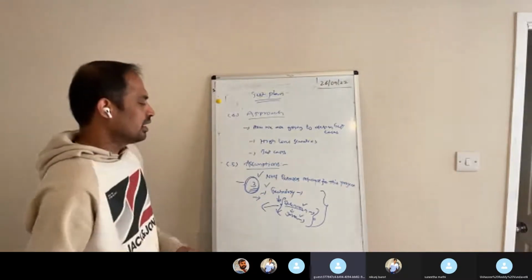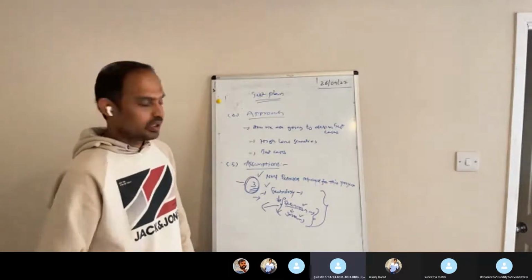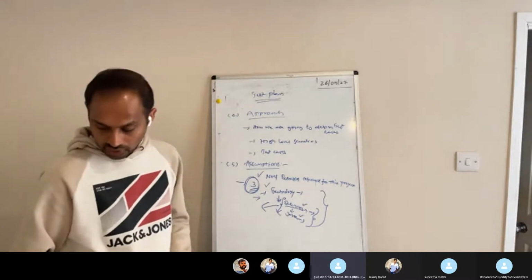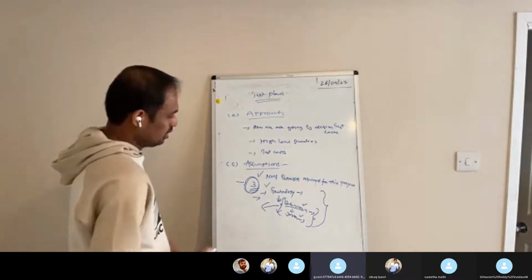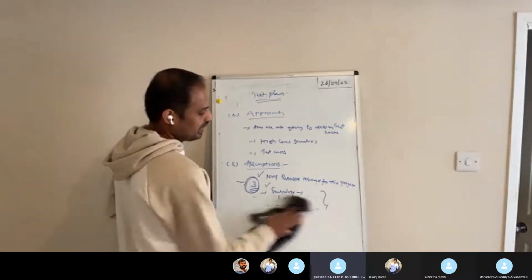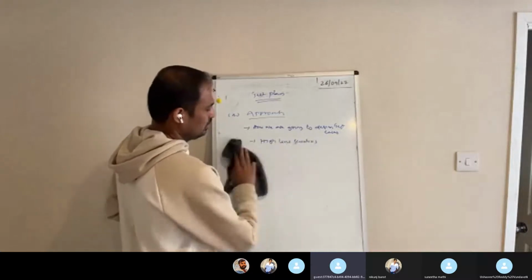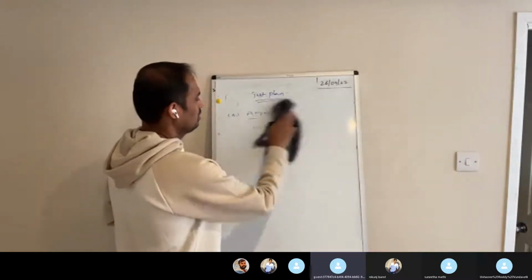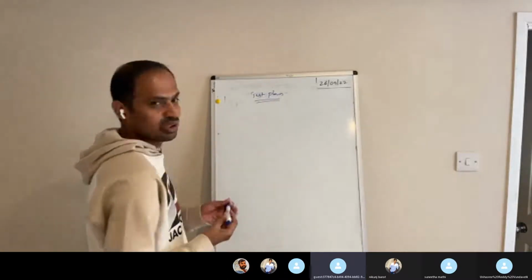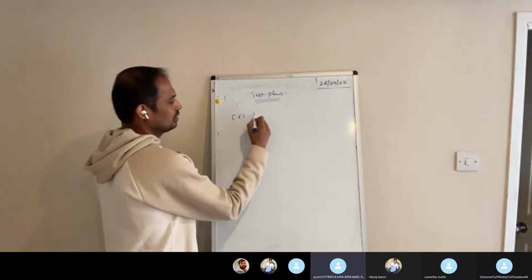Next, if assumptions fail, what are we going to do? If assumptions fail, there will be a risk, right? If our assumption fails, there will be a risk to deliver the project on time. So the next one is risk.